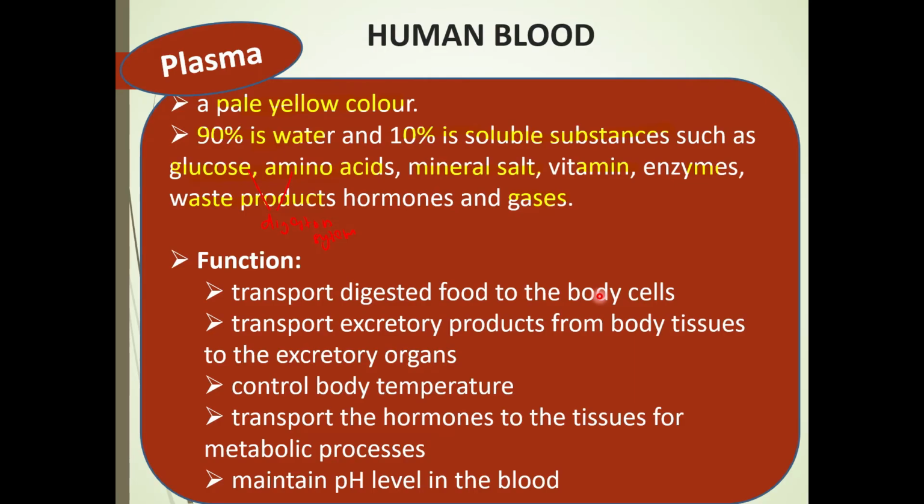First we look at the plasma, the 55%, the major part of our blood. Plasma is a pale yellow color. It is 90% water and 10% soluble substances such as glucose, amino acids, mineral salts, vitamins, enzymes, waste products from the hormones, and also gases. The glucose and amino acids come from the digestive system, and all of this is carried by the plasma.